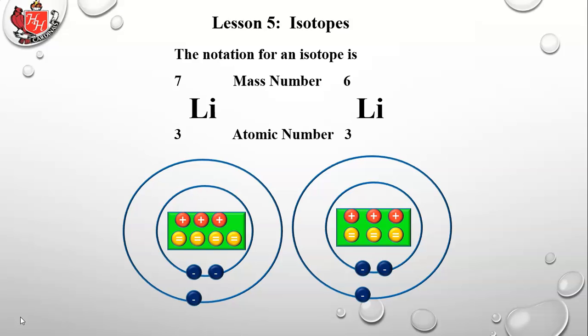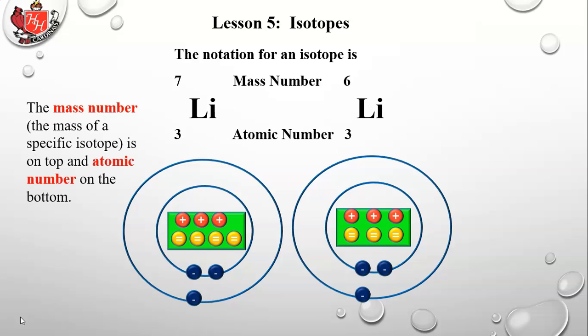Okay, so the atomic number, the number on the bottom, is the number of protons. That's what defines an element. Lithium is lithium because it has 3 protons. It has to have 3 protons. However, it can have different numbers of neutrons. So there's a lithium-7, which has a total of 7 protons and neutrons, and a lithium-6, which has a total of 6 protons and neutrons. It can have different numbers of neutrons, it's still lithium.